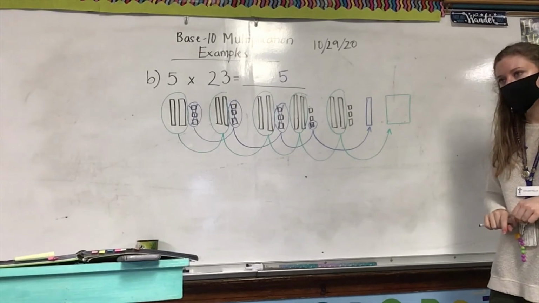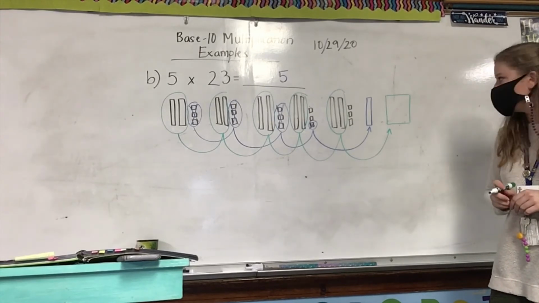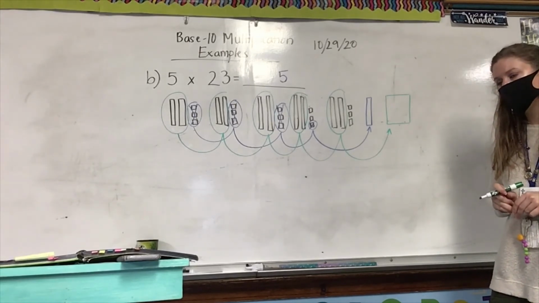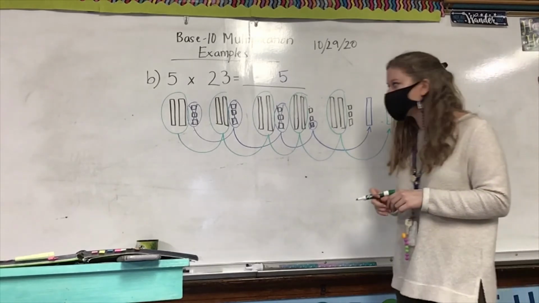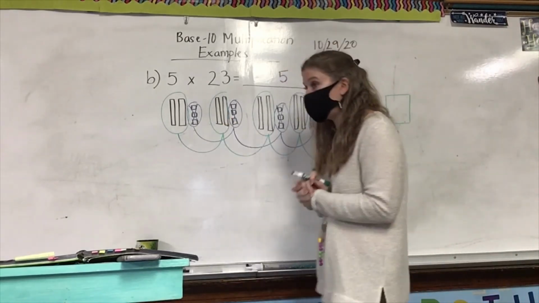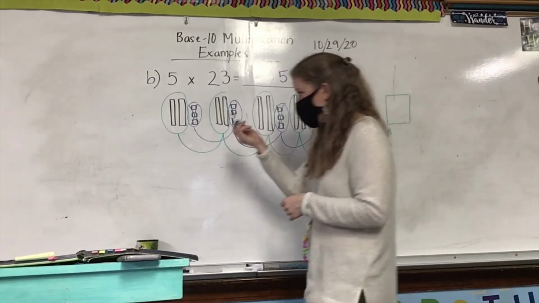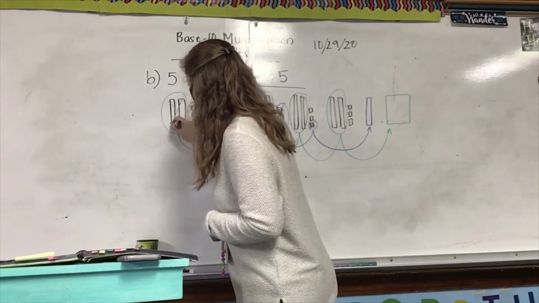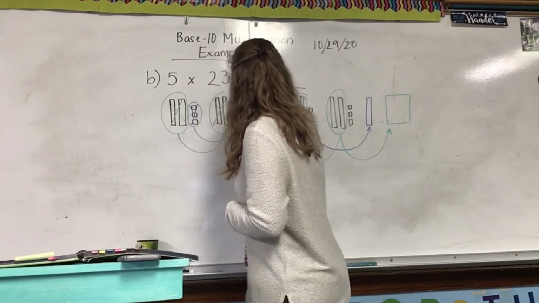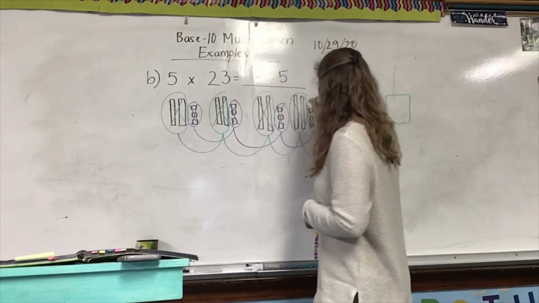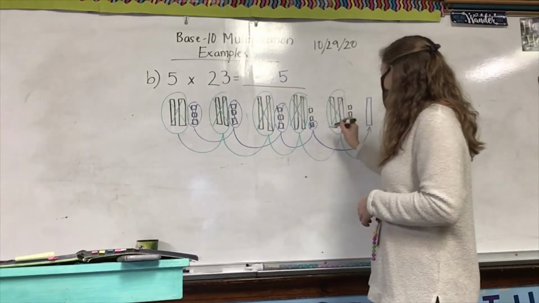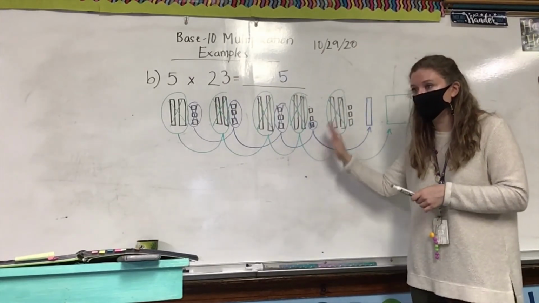Now what? What do I do next? What should I do to make sure I don't accidentally count these again? Cross them out. I just said that. Cross them out. And now what? So we've crossed them out so we don't accidentally count them.